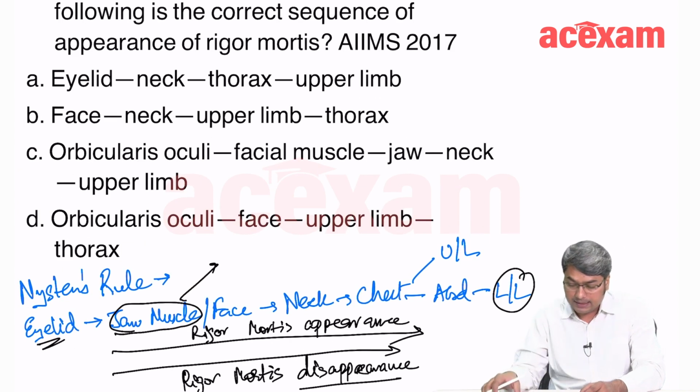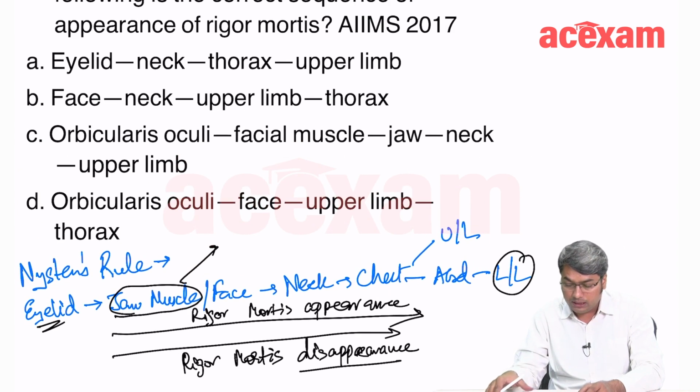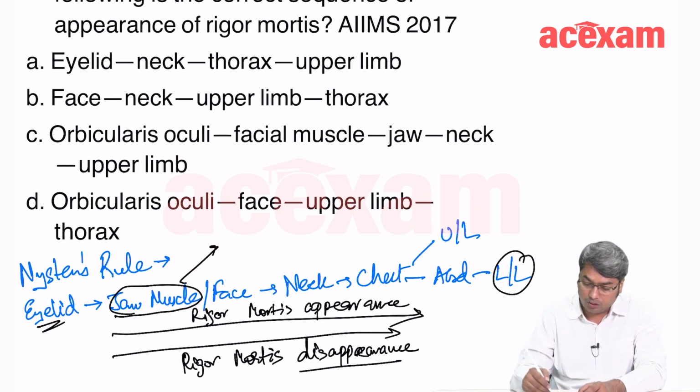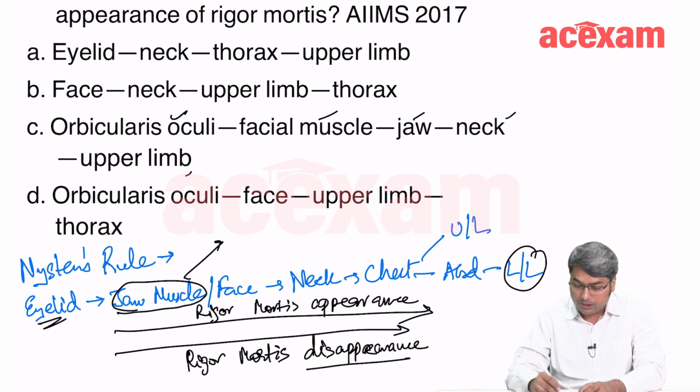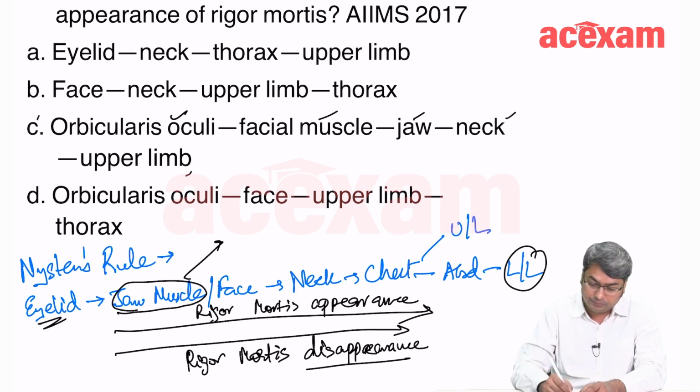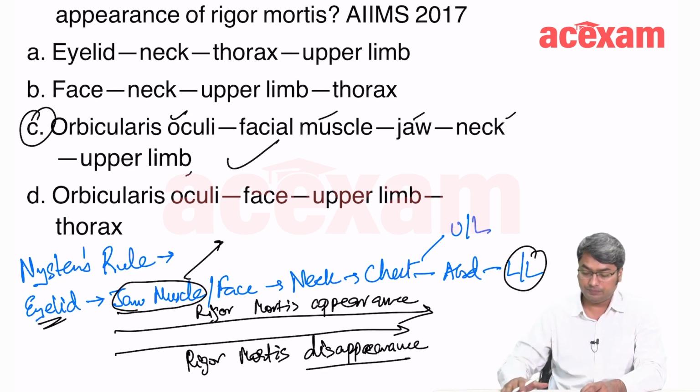So, in this case the answer is orbicularis oculi, then facial muscles, then jaw, then neck, then upper limb. So, this is the answer, orbicularis oculi followed by facial muscle, jaw, neck and upper limb. See, the other options do not follow this particular direction. So, that is Nysten's rule.